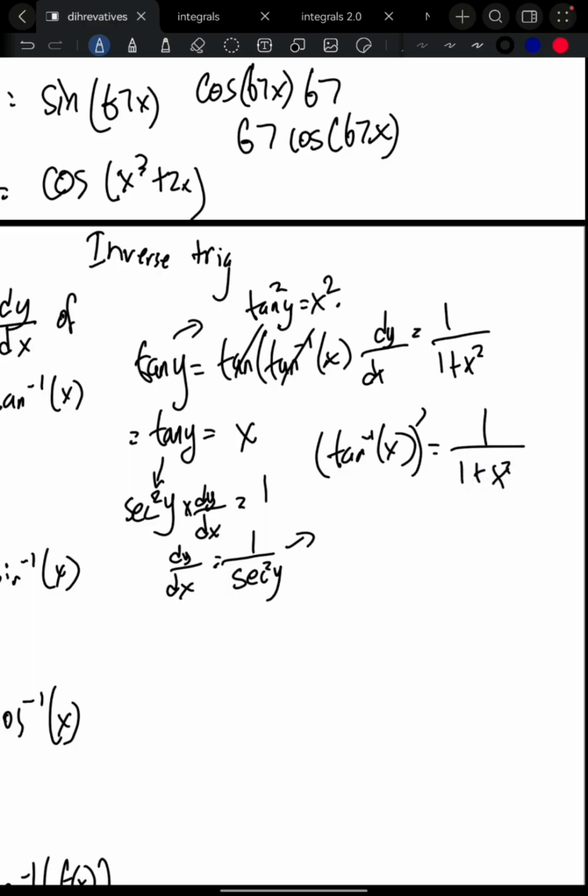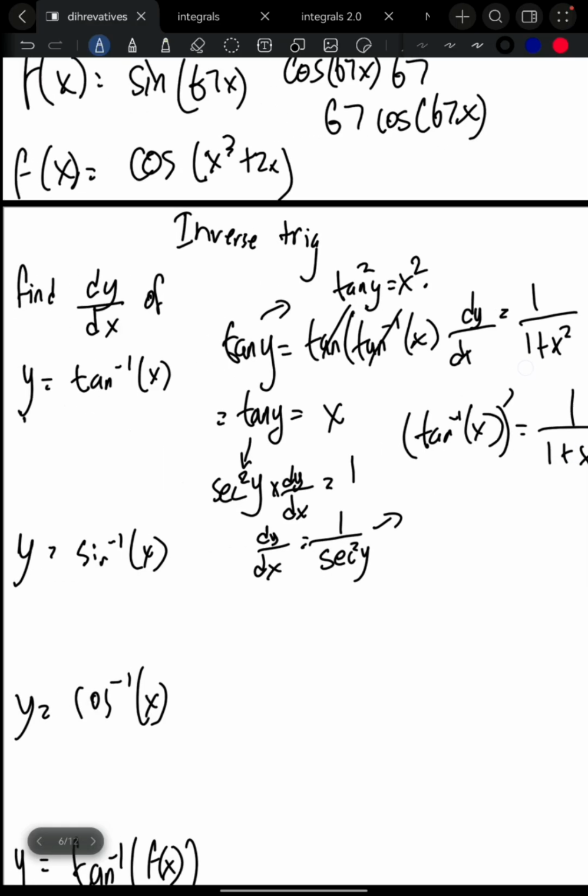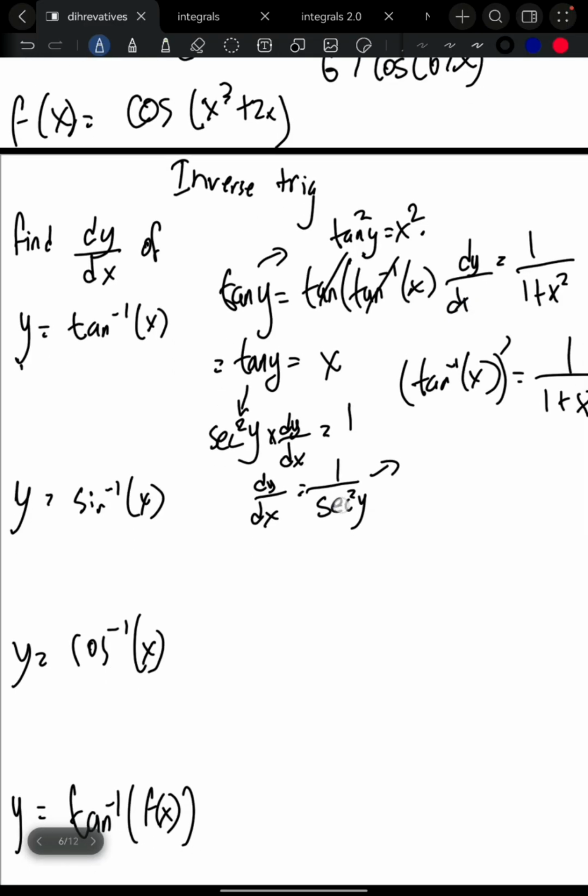This is more common in integrals and stuff, but you also see it here, right? Same thing with sine and cosine. I'm gonna have to do this for everything.